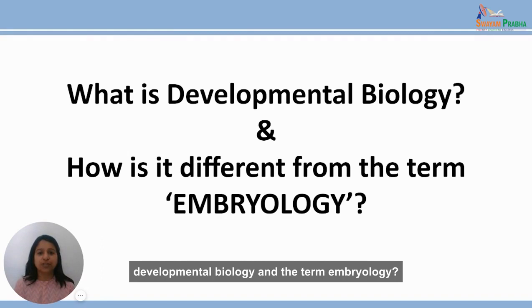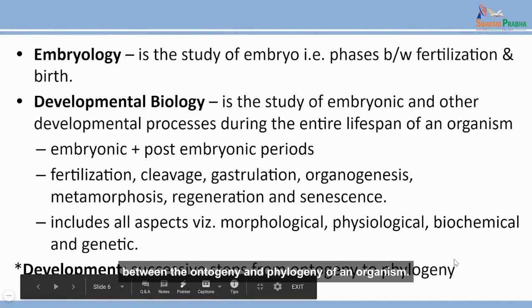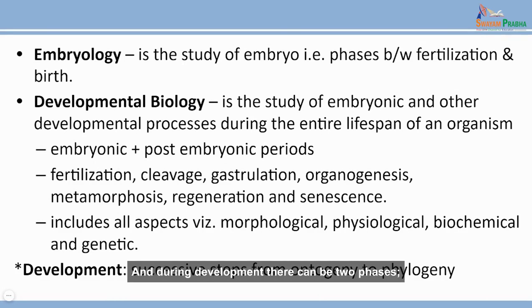So first, if I say, what is development? Development is the successive steps between the ontogeny and phylogeny of an organism. And during development, there can be two phases, embryonic phase and post-embryonic phase of an organism's life. So we can say the phase between fertilization and birth is embryology.